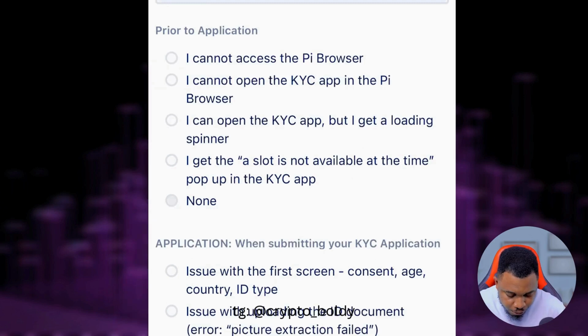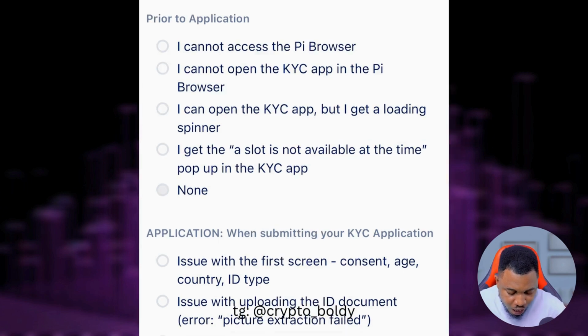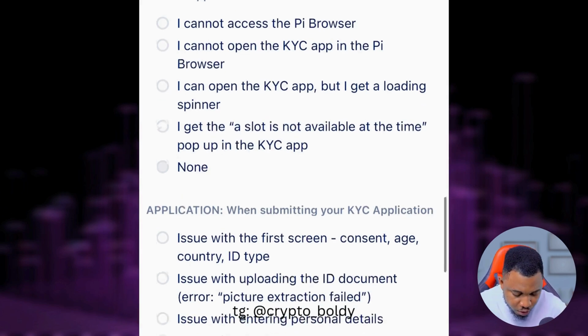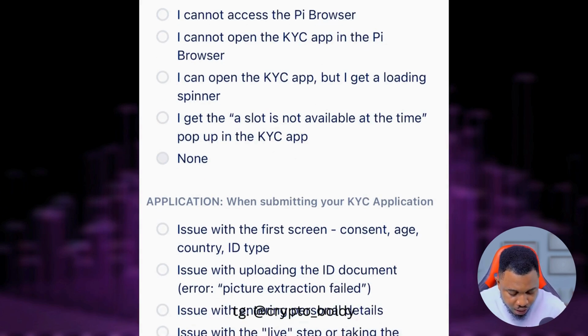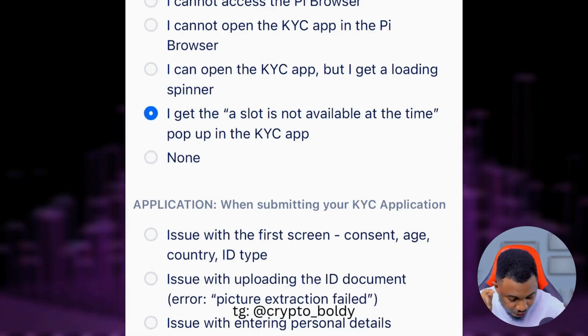So prior to the application, now there are some options here. I cannot access private browser, I don't think this is my problem. I cannot open the KYC app in browser, not my problem yet. I can open the KYC app, but I get a loading spinner, not my problem. I get the slot not available one. So what is your own issue? My own issue is I get the slot not available at the time.